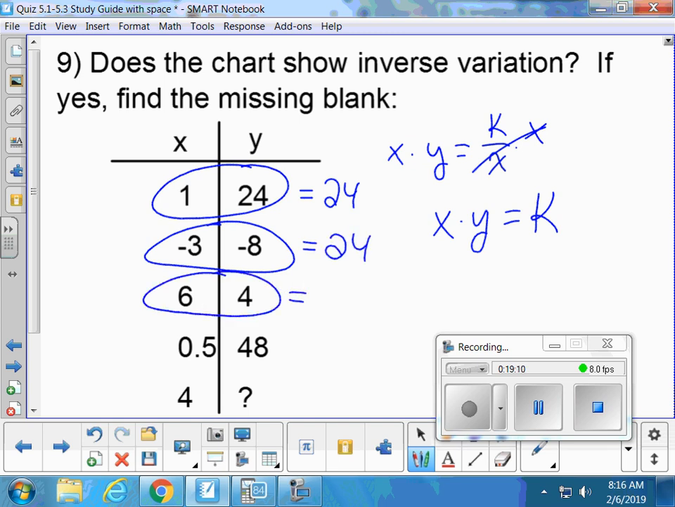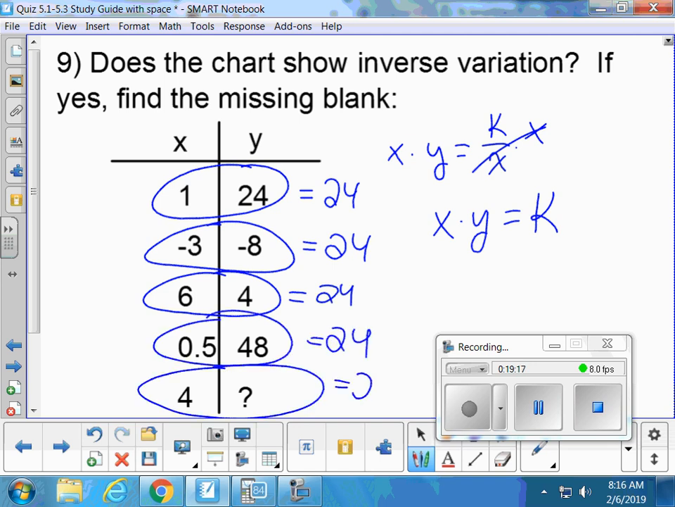Does this pair equal 24? Does this pair equal 24? So this pair better equal 24. What's the question mark going to be? 4. 6. Okay. I knew it was 6. So that is how you can check for inverse variation, making sure your product of your pairs is always a constant number. Okay? Well, we finished in plenty of time.